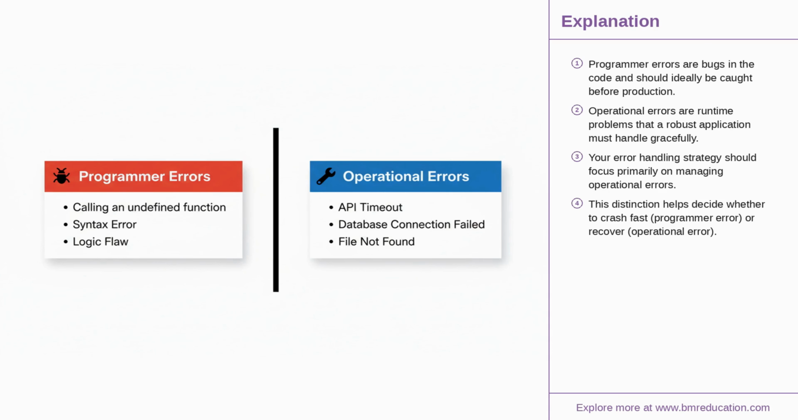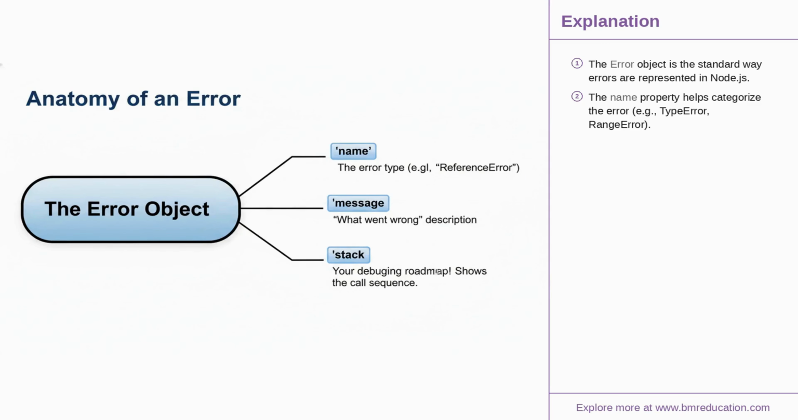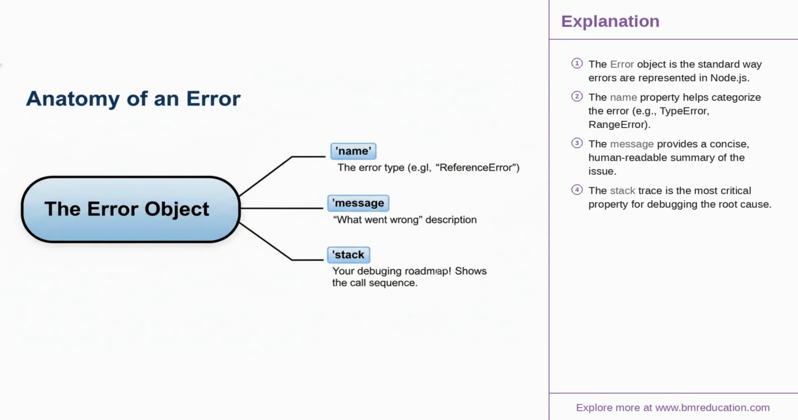Let's first look at the anatomy of the object that represents these errors. When an error occurs, Node.js gives us an error object packed with debugging information. The name property tells you the error type, like TypeError. The message is a human-readable description of the problem. And most importantly, the stack property provides a stack trace, a roadmap showing the exact line and function call sequence that led to the error. Understanding this structure is fundamental before we try to catch and handle them.